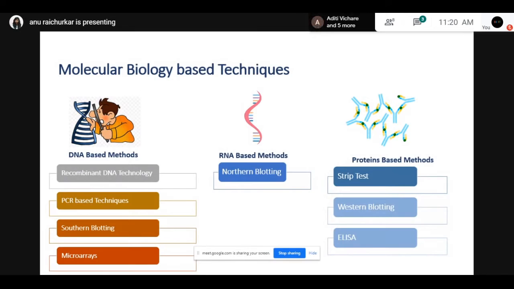Then there is Western blotting. Western blotting again has the same principle or concept as Northern blotting or Southern blotting. The only difference is that here, instead of going for DNA or RNA, we are studying the proteins and the polypeptides.